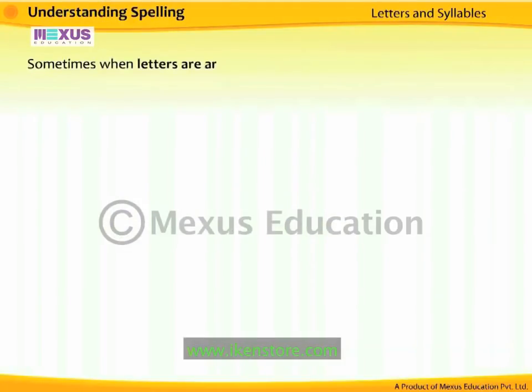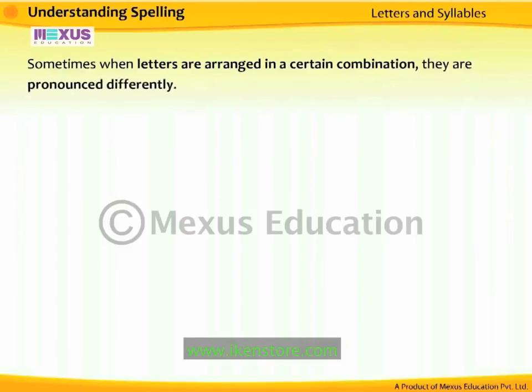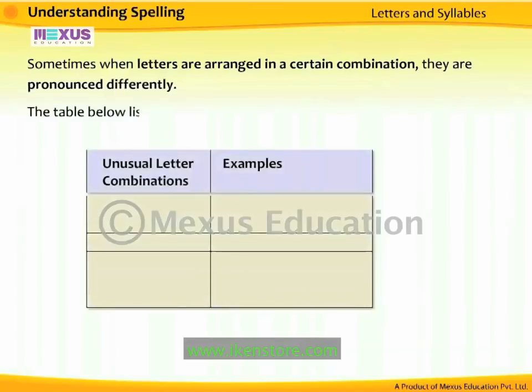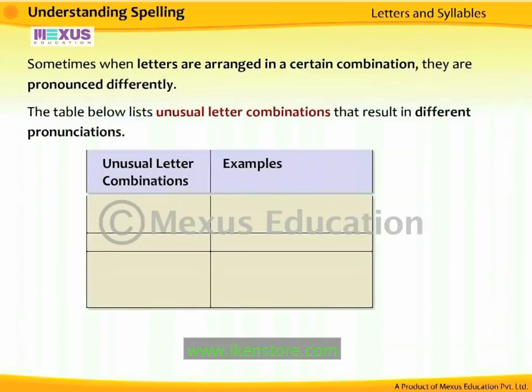Sometimes, when letters are arranged in a certain combination, they are pronounced differently. The table below lists unusual letter combinations that result in different pronunciations. The letter combination GH acts as the letter F. Therefore, TOUGH is tough and COUGH is cough.